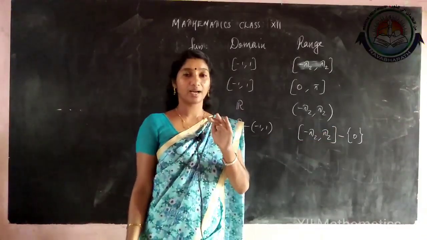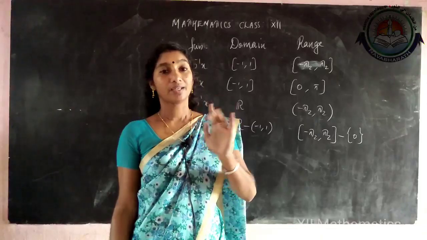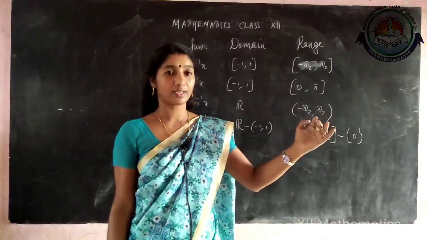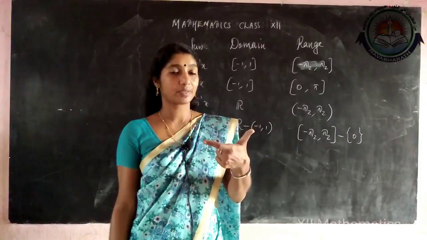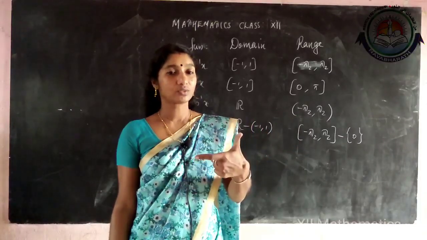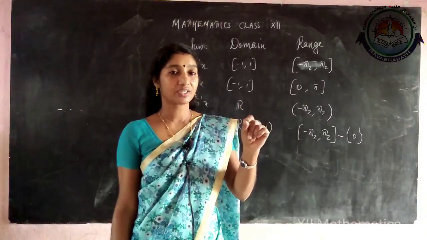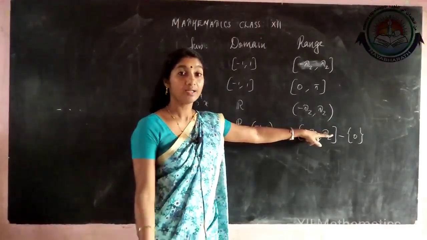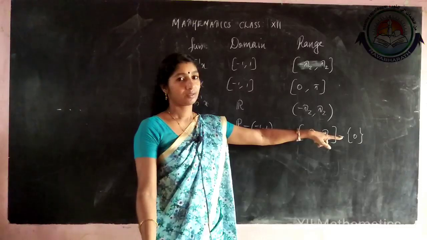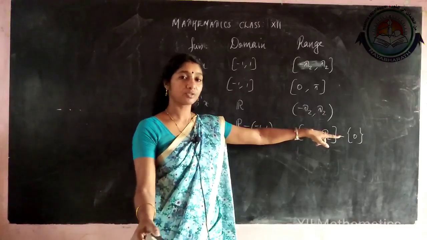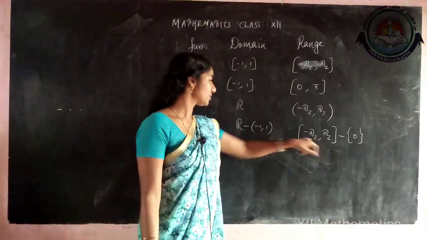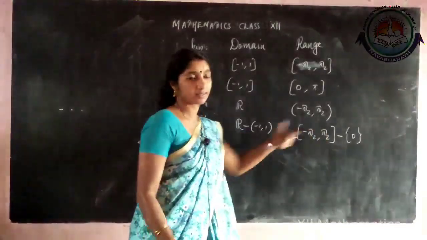The original cosec x graph is defined on R minus n pi, but we are not taking the full real numbers, we are taking only the interval minus pi by 2 to plus pi by 2. In that, the sine function is not defined at 0, that is why we are removing 0 to define cosec x. This is the restricted domain of cosec x. So the range of cosec inverse x will come like this.